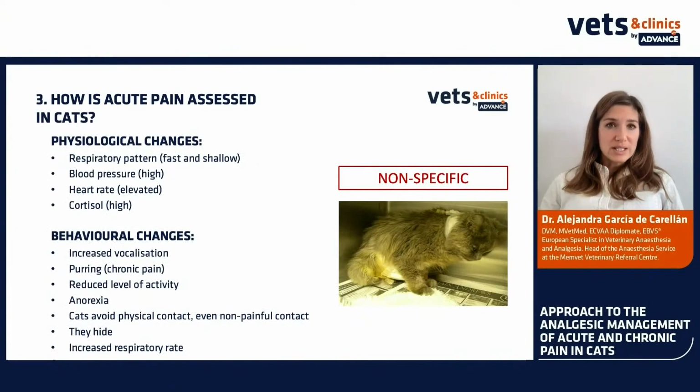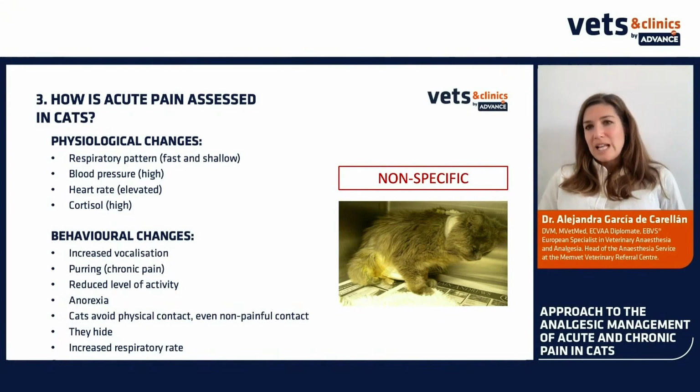Basically, we have physiological changes, for example, in the respiratory pattern, in blood pressure, in heart rate, and we can measure cortisol levels, for example. There are some behavioral changes like increased vocalization or purring. Cats can purr also when they are in pain. Reduced level of activity, anorexia, avoiding physical contact, or even avoiding non-painful physical contact with the owner. They hide, increased respiratory rate again. However, they are a little bit non-specific.